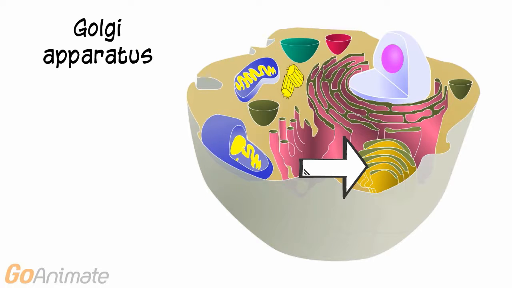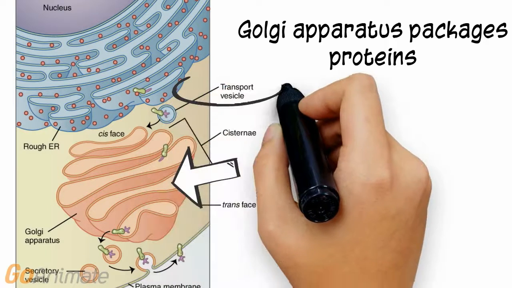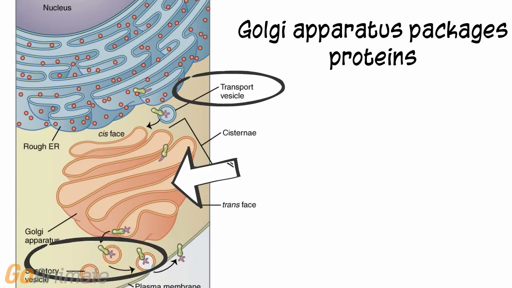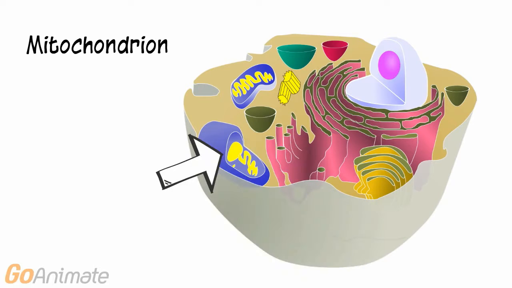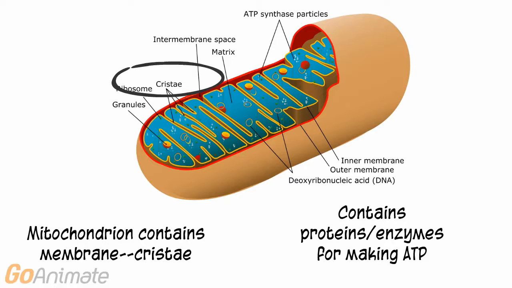Let's look at the Golgi apparatus next. The Golgi apparatus packages proteins in vesicles and sends them to other locations. The mitochondrion is an important energy-producing organelle. The mitochondrion contains an inner membrane called the cristae, which contains proteins and enzymes for making ATP, or adenosine triphosphate.